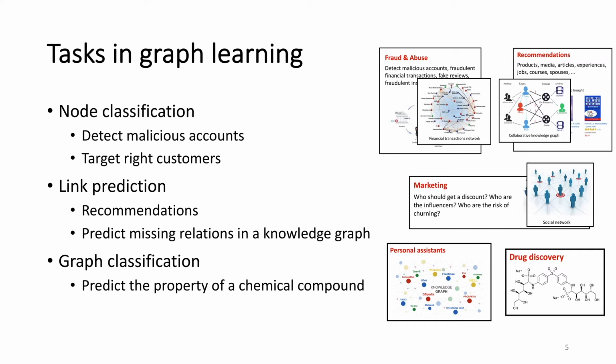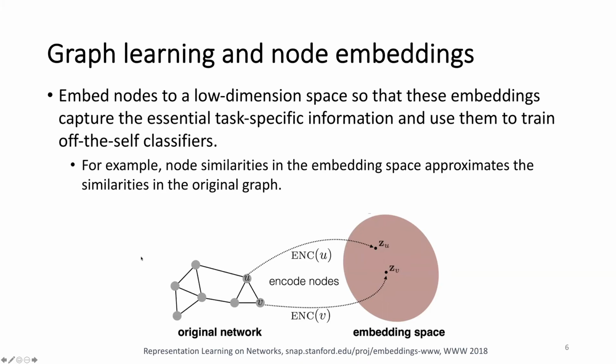So being able to predict that type of property will help me in the task of drug discovery. One way to solve the various graph learning tasks is to use node embeddings. The idea behind those approaches is to embed the nodes of the graph into a low-dimensional space in such a way that the embeddings capture the essential task-specific information. Once I have those embeddings, I can use them as inputs to traditional off-the-shelf classifiers, such as neural networks, support vector machines, or even decision trees, in order to solve the classification task at hand.